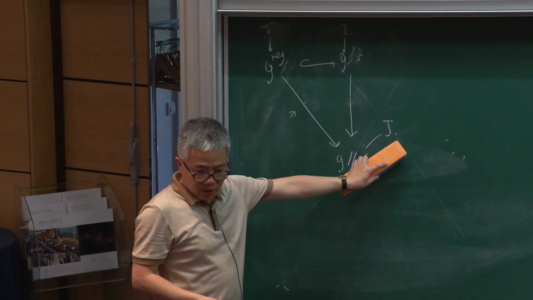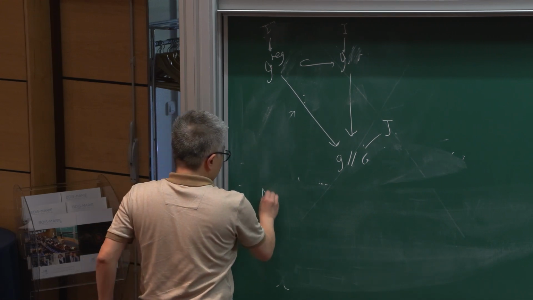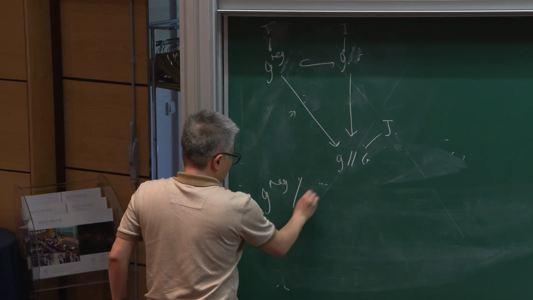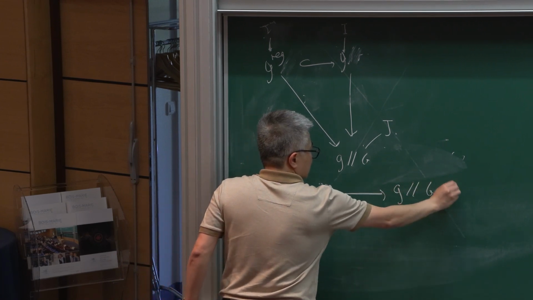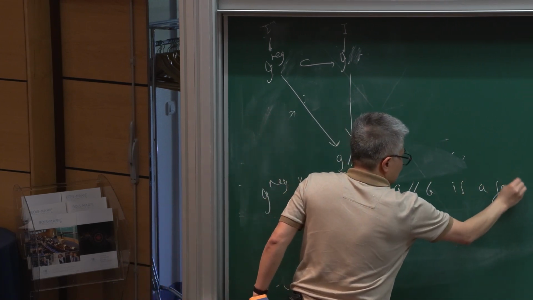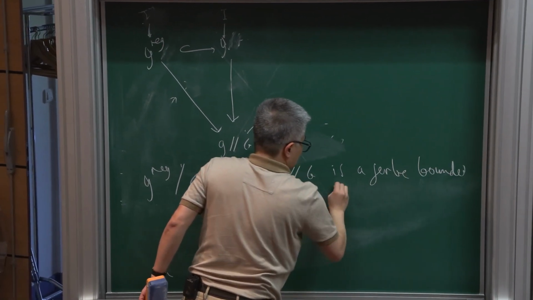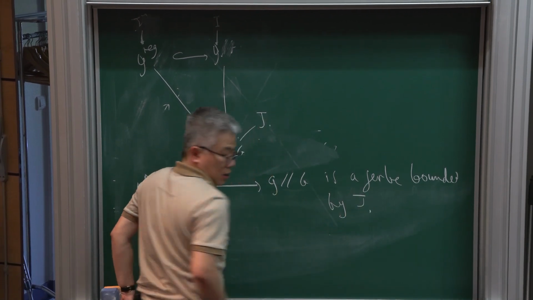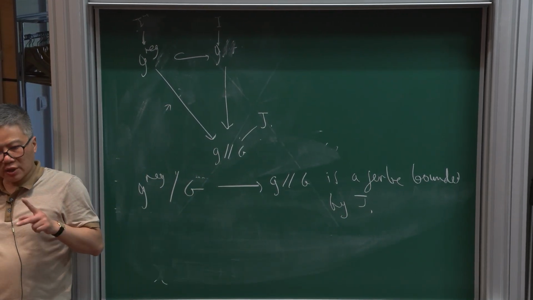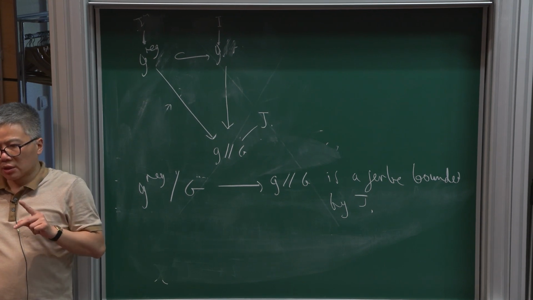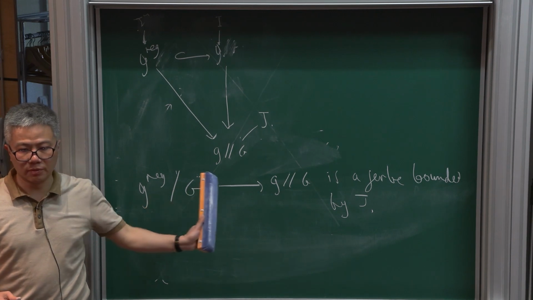Another way to talk about these regular centralizers is to say that G^reg mod G over G mod G is the gerbe banded by J. Right? So two points are conjugate, so there's only one object, and the automorphism group is J. That's what it means that this is a gerbe banded by J.